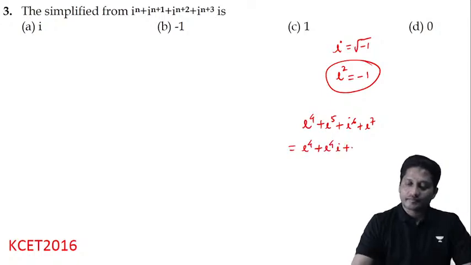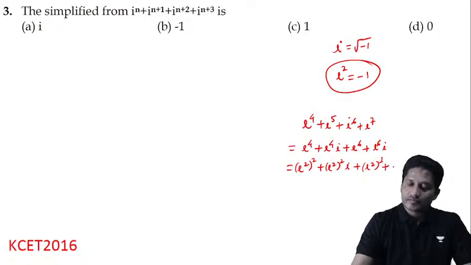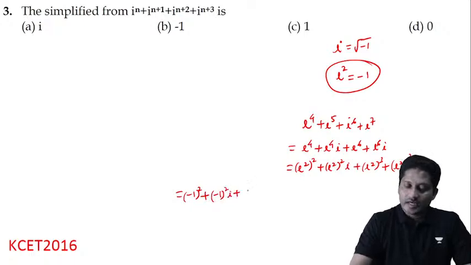into i power 6 into i. Further, this can be written as i square the whole square into i square whole cube plus i square whole cube into i. Right, now i square is minus 1, right? Minus 1 the whole square into i minus 1 the whole cube into i.